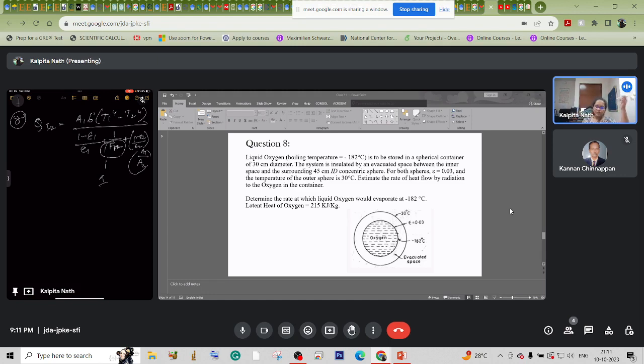The rate at which heat is moving from the outer side to the inside, at that rate only the oxygen will evaporate. The rate will be the same if there is no energy loss, right? So that Q we have found out will be equal to the flow rate, the rate at which it will evaporate, into lambda, that is the latent heat of oxygen. So we can calculate the rate of evaporation from there. I'll give you 2 minutes for calculating this, and then we'll proceed with the solution.